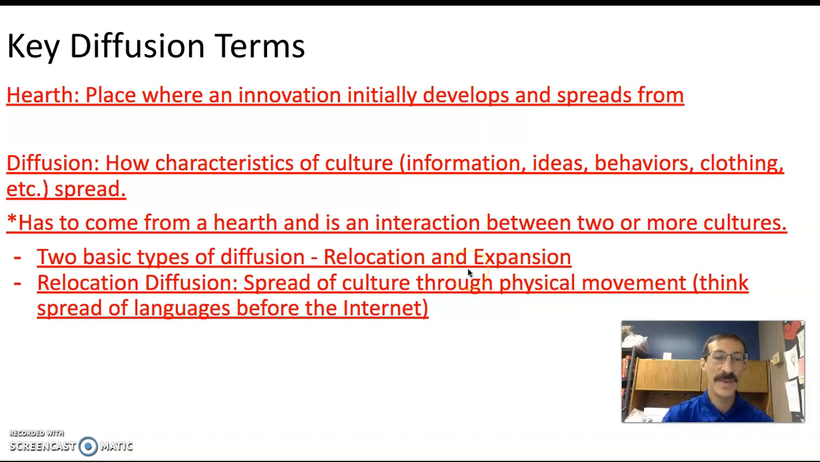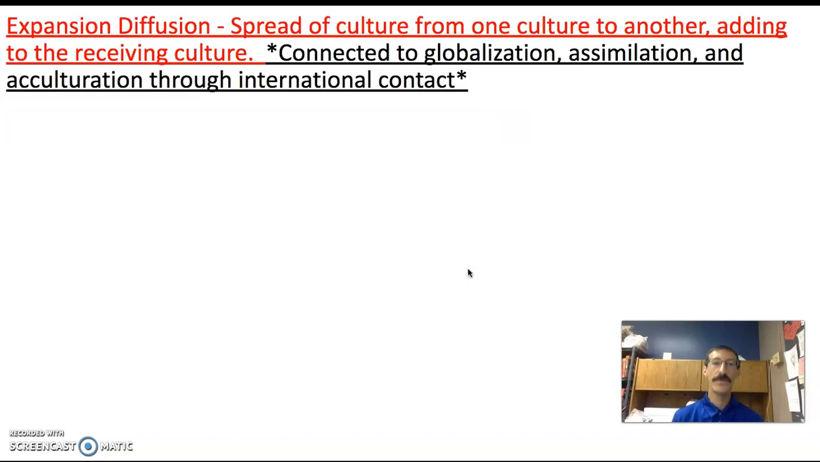The other is expansion diffusion, and there are several types of that. This is the spread of one culture to another, adding to the receiving culture. So this connects itself to globalization, assimilation, and acculturation through that international contact. And again, a lot of this stuff is just coming right out of the textbook.